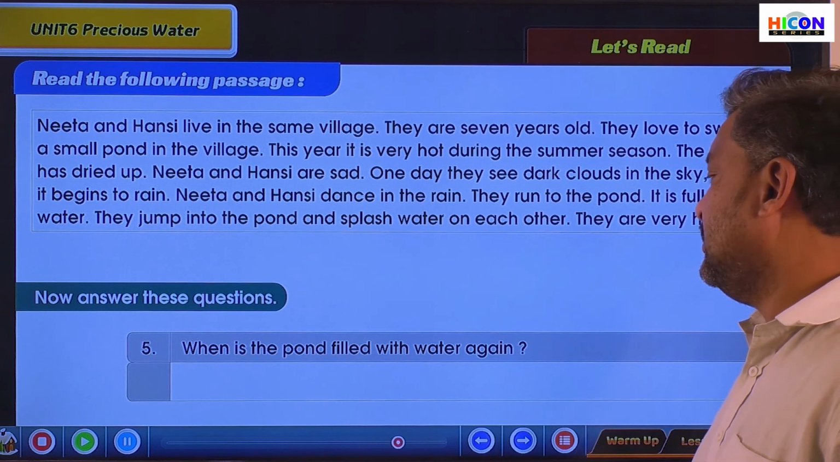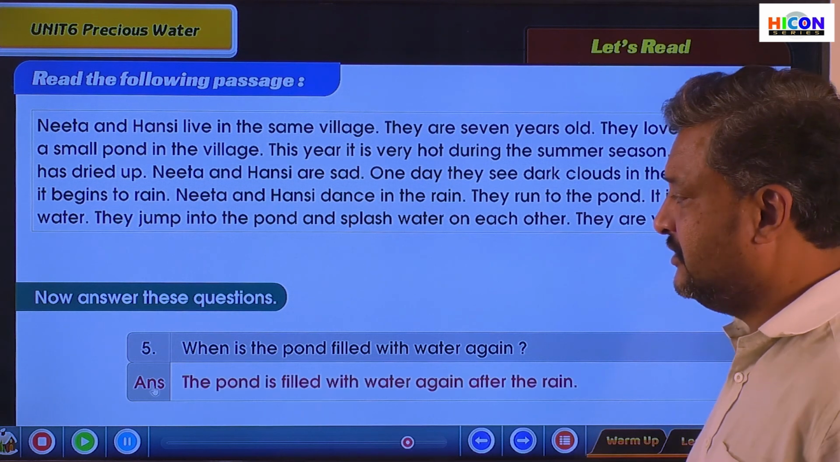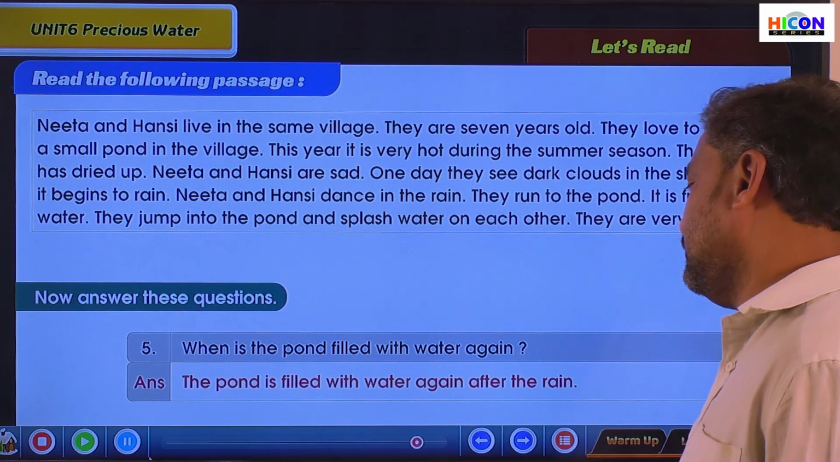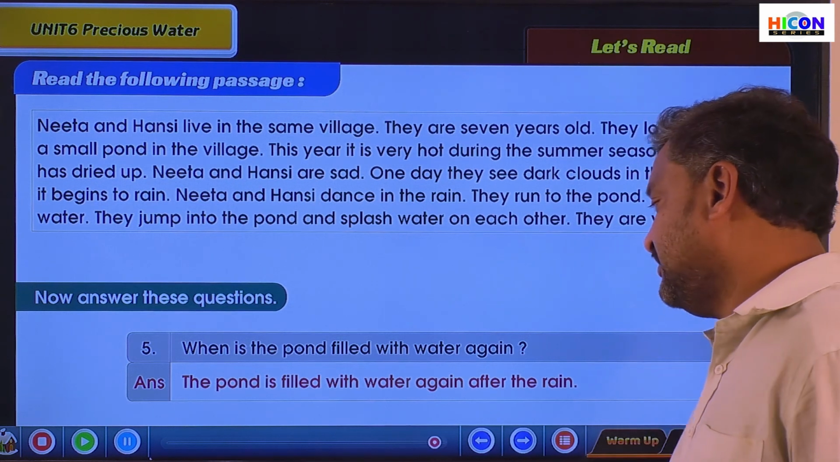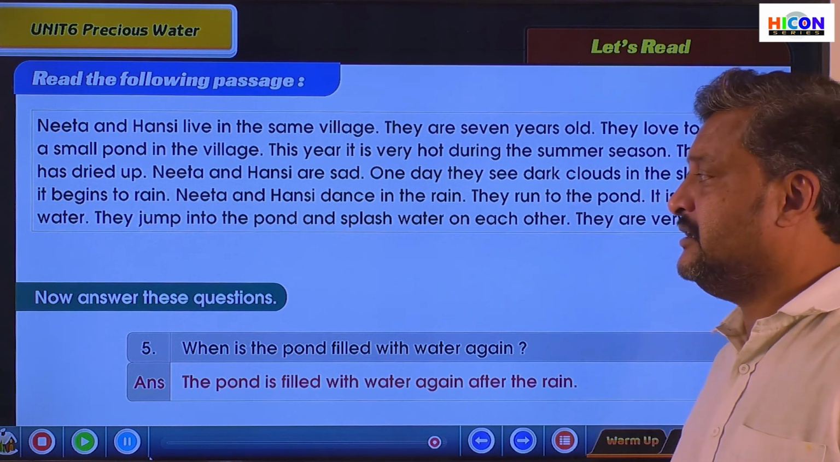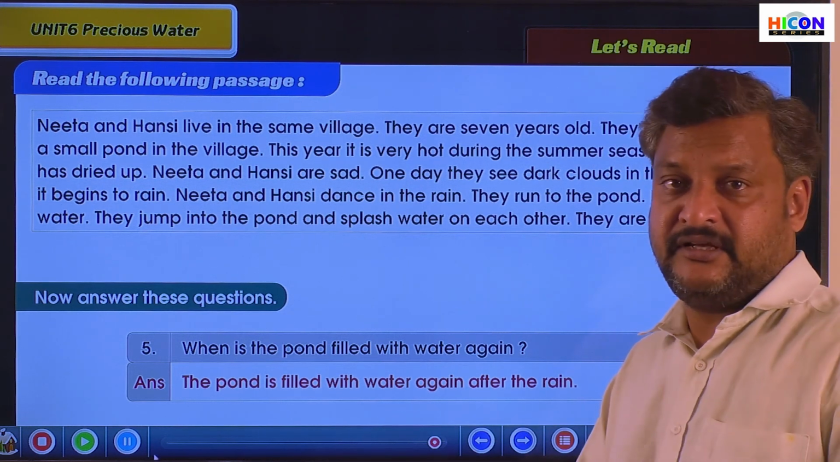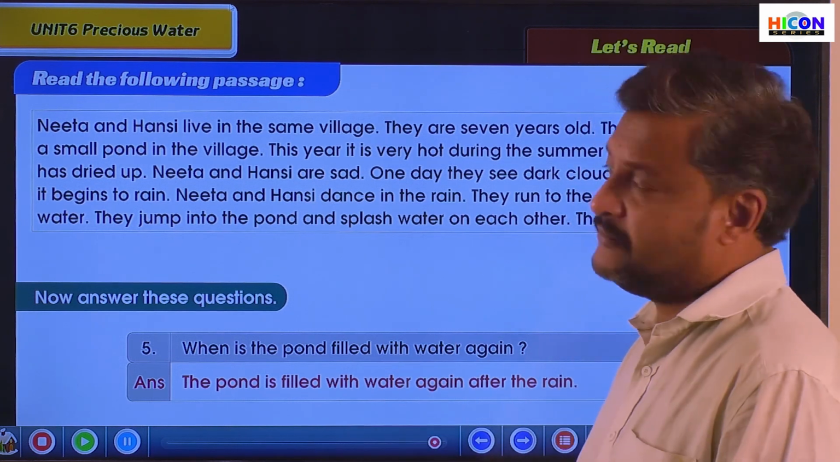When is the pond filled with the water again? So when did the pond get the water again? The pond is filled with the water again after the rain. So these are the 5 questions that we have about this reading passage. Right? Okay.